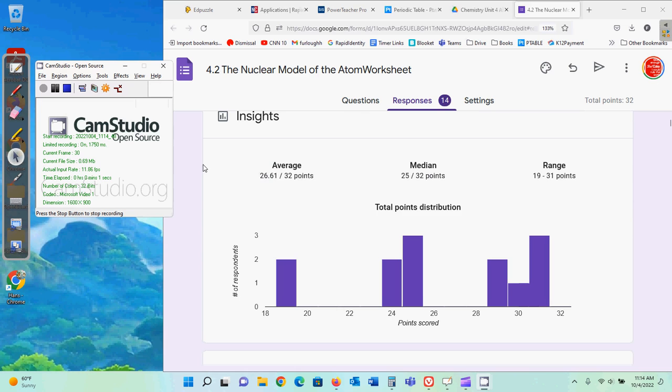All right, so this is a review for 4.2 in chemistry. As you can see, the average is 26 out of 32 points, but if we look at the distribution of those scores, I have some highs, some middles, and some lows. All right, so I'm going to go through definitely the two most missed questions and some of the other questions that a lot of people seem to miss.